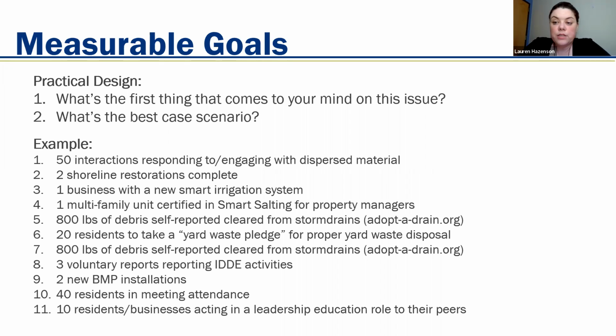So some measurable goals here, and you'll notice all of these have numbers. This again helps you limit that scope, helps you physically define what success is. So maybe you're just looking for 50 interactions, where you can respond or engage with some dispersed printed materials. Maybe you get 2 shoreline restorations out of lake association engagement. Maybe you have a business that starts a smart irrigation system. Those are huge impact actions. So those are things that you can build on.